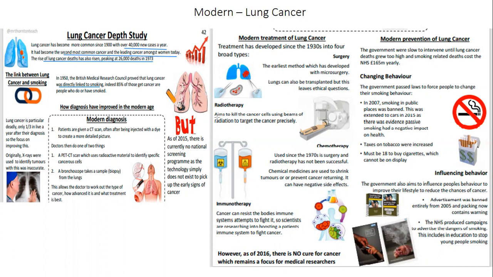Radiotherapy aims to kill the cancer cells using beams of radiation to target the cancer precisely. You've got chemotherapy, which has been used since the 1970s, and is used after surgery and radiotherapy, if surgery hasn't been successful. It's where chemical medicines are used to shrink tumors or prevent cancer returning, but it can have very serious side effects: constant nausea, sickness, the hair loss, negative side effects which I'm sure people would be aware of.